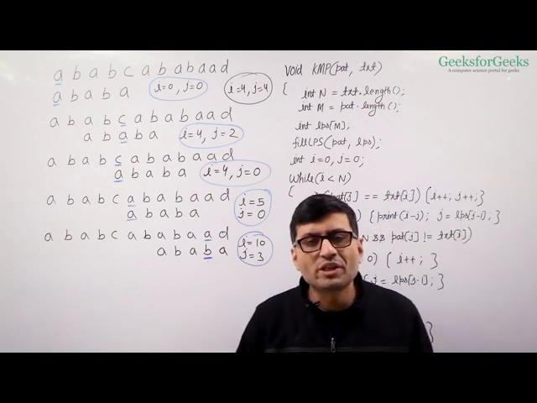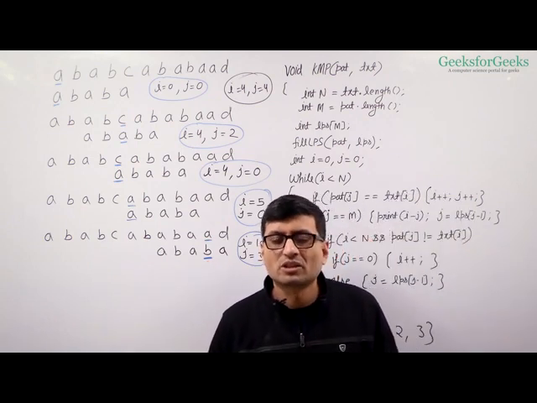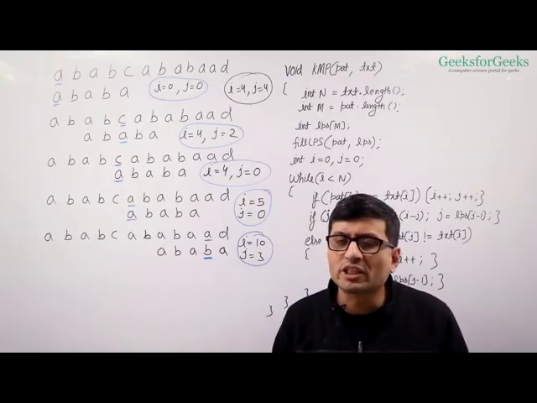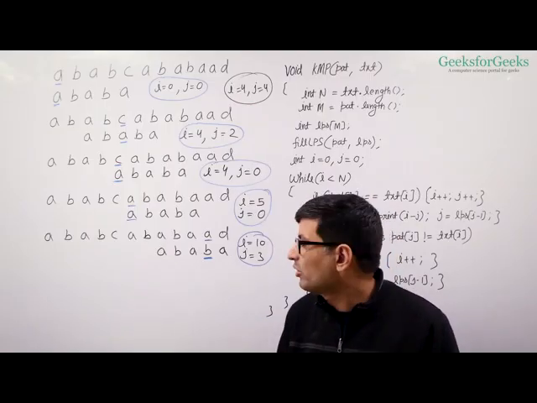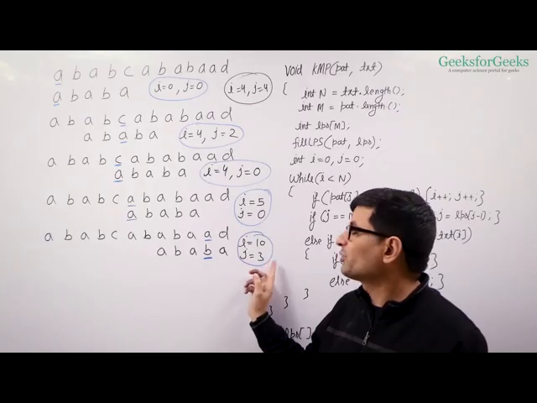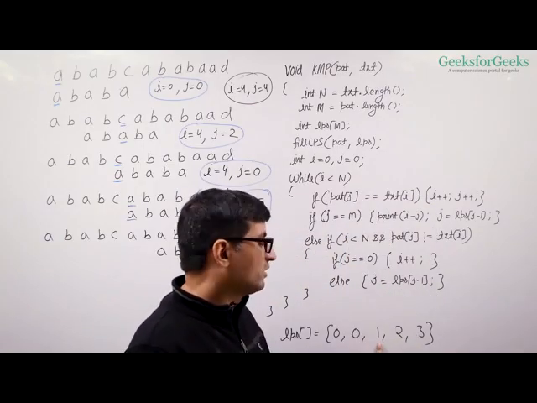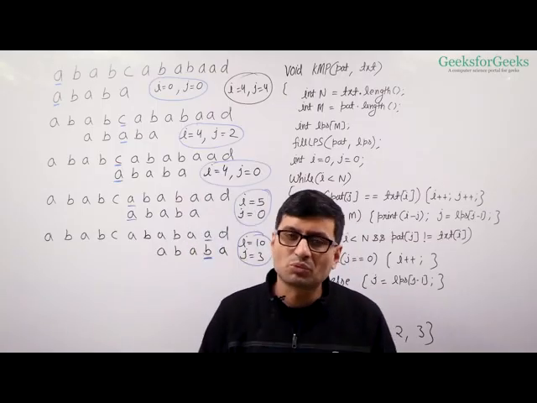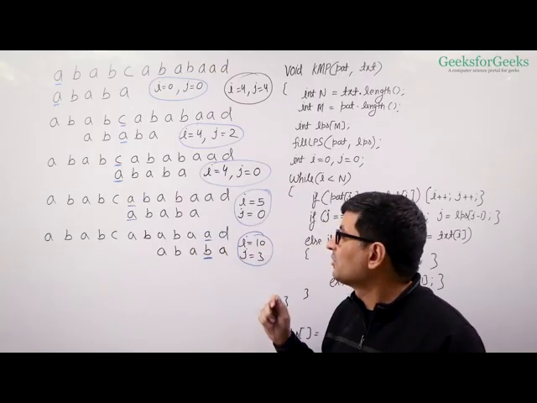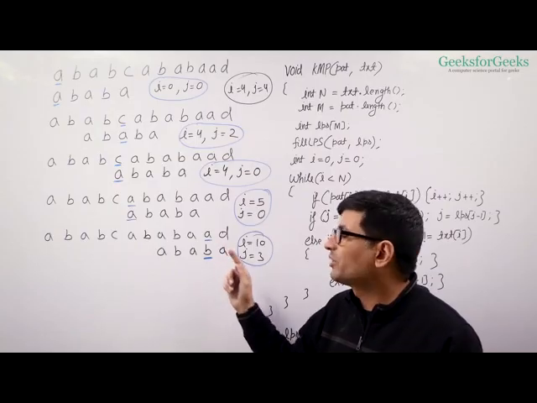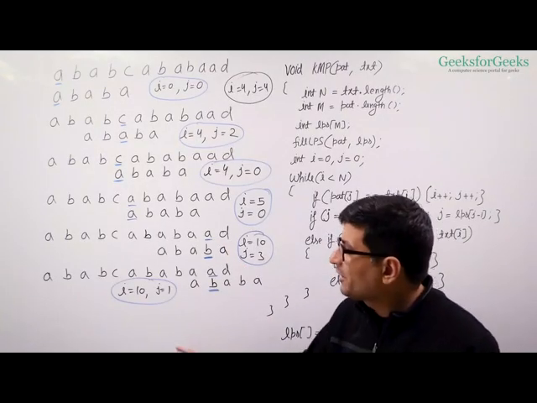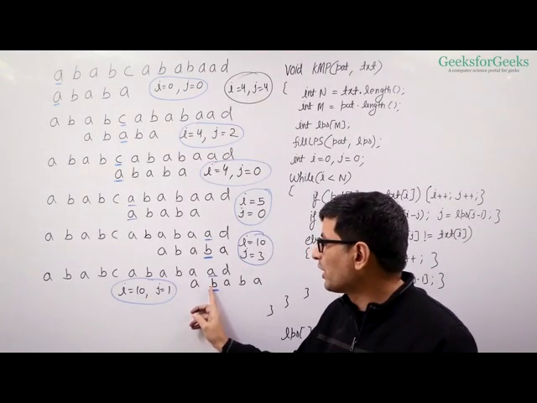And this time we again see a mismatch. So what are we going to do? We are going to consult the LPS array and look at LPS of j minus 1, which means LPS of 2. LPS of 2 is 1. So our j now becomes 1. Now let us align the first character with i equal to 10. Here I have aligned i equal to 10 with j equal to 1.